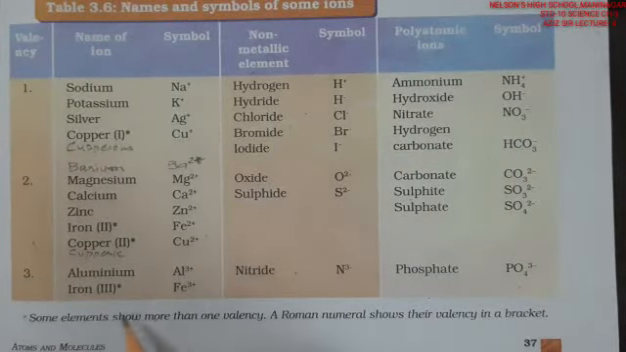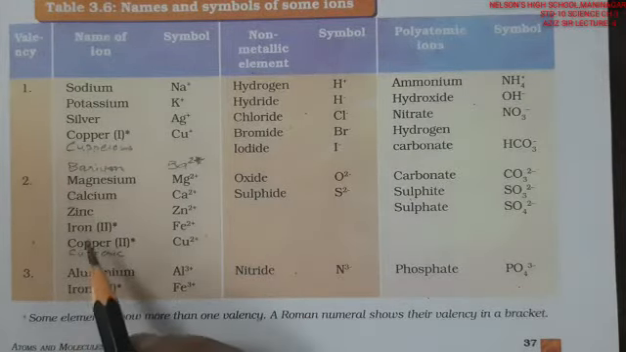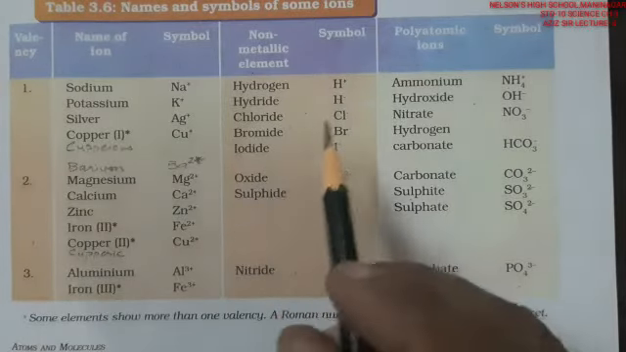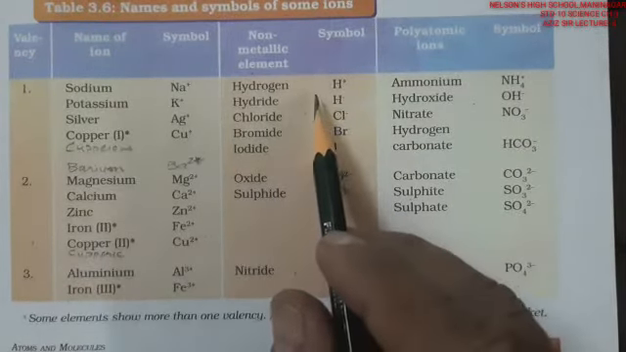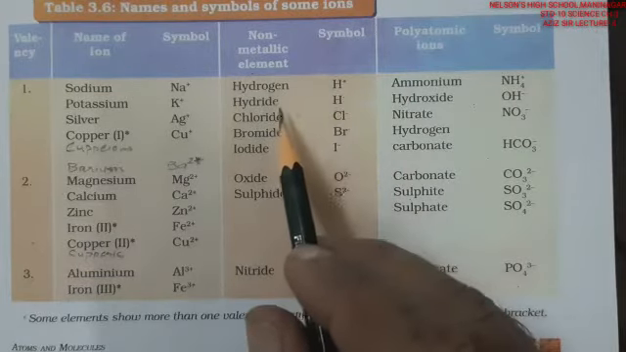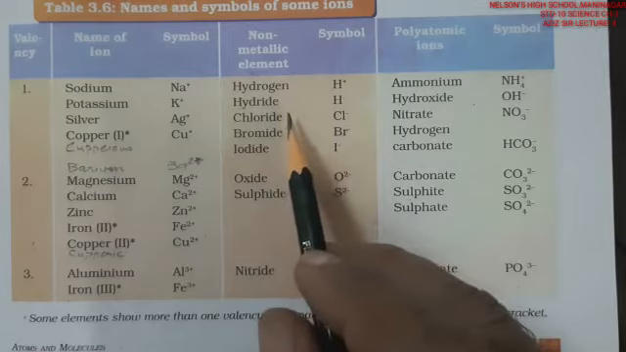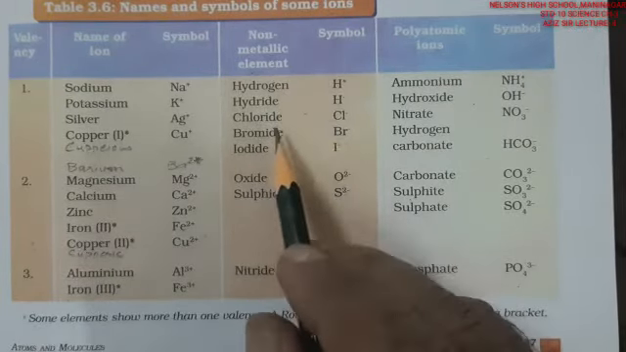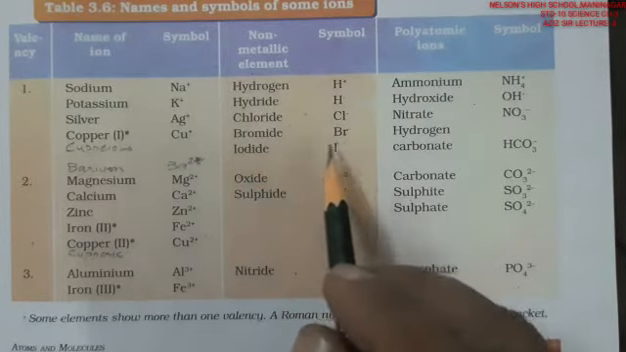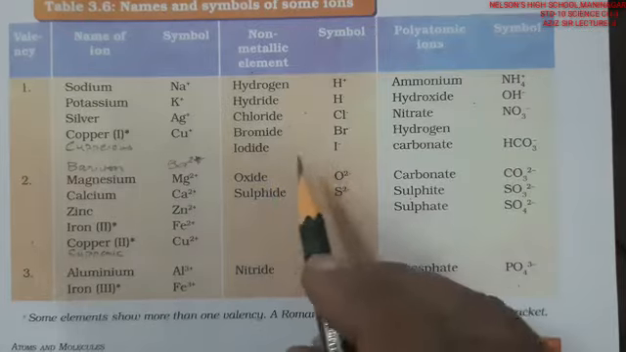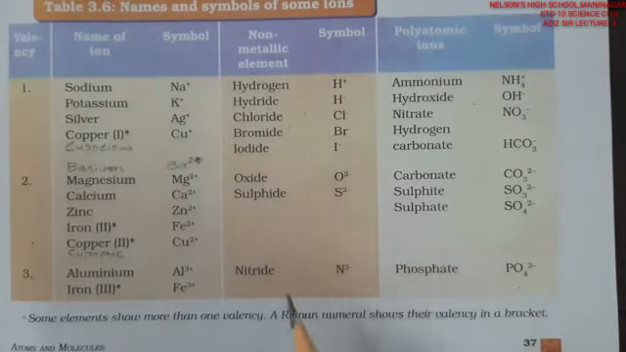Aluminium is having a 3+ valency, iron is also having a 3+ valency. This is called ferric and the 2+ one is called ferrous. Now in +1 valency there is also hydrogen, a non-metal by nature, that is hydrogen as +1, and hydrogen as -1 is called hydride. Then for the -1 valency, chlorine is chloride, bromine is bromide, iodine is iodide, and fluorine is fluoride. This is not given, but I am still telling you.